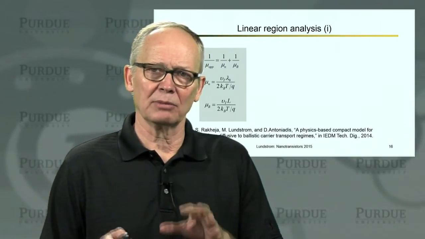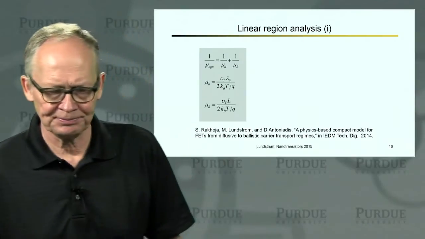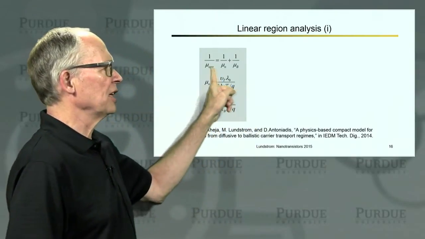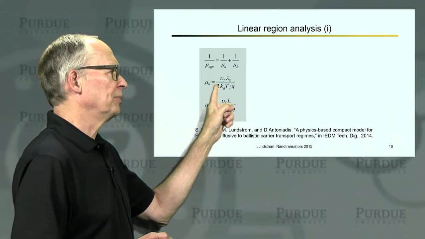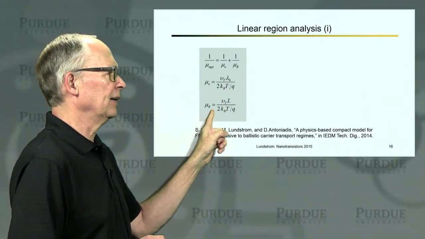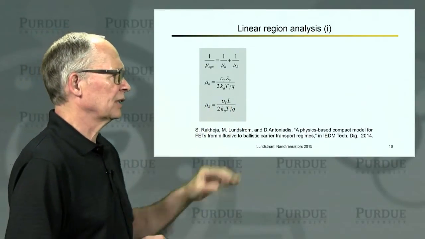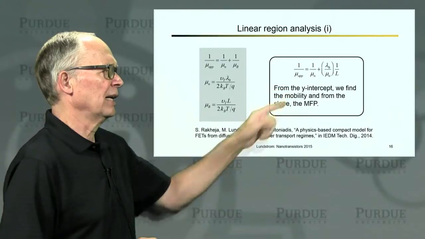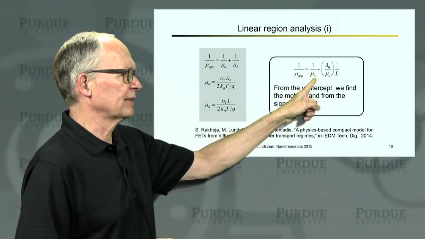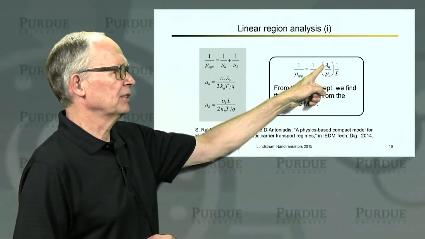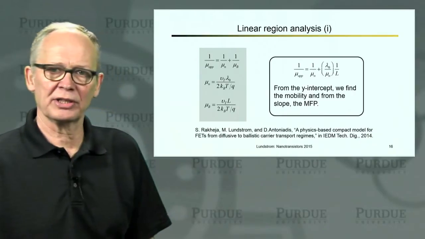Okay, now what I want to do in the remainder of this lecture is look a little more carefully at an analysis in the linear and the saturated regime. So remember, in the linear regime, we extract this parameter, the apparent mobility. We know how the apparent mobility is related to the mean free path. We know how the ballistic mobility is related to the channel length. We can put these expressions together and derive an equation that looks like this: 1 over the apparent mobility is 1 over the scattering limited mobility plus the ratio of the mean free path over the scattering limited mobility times 1 over the channel length.